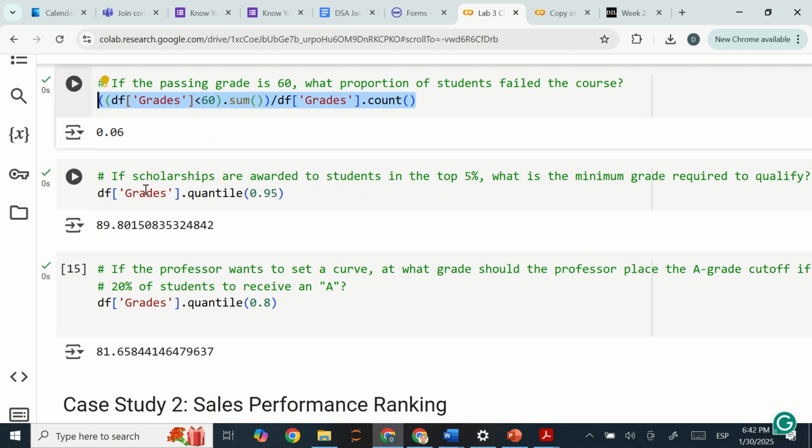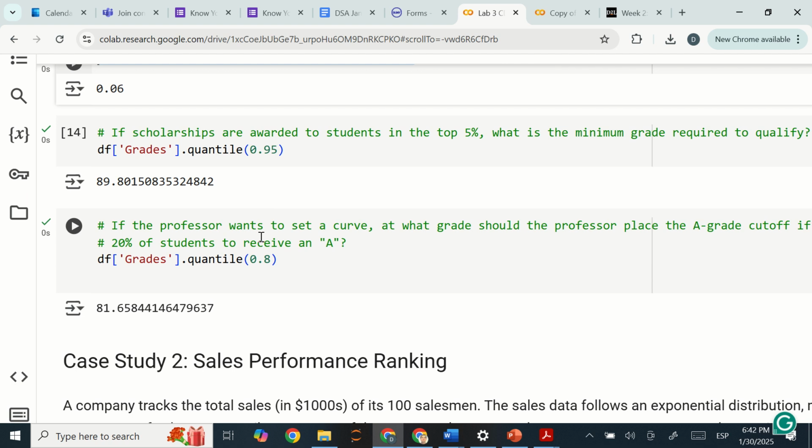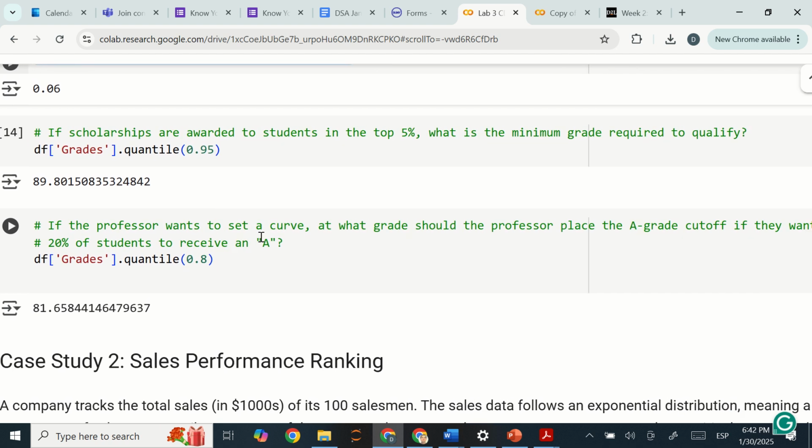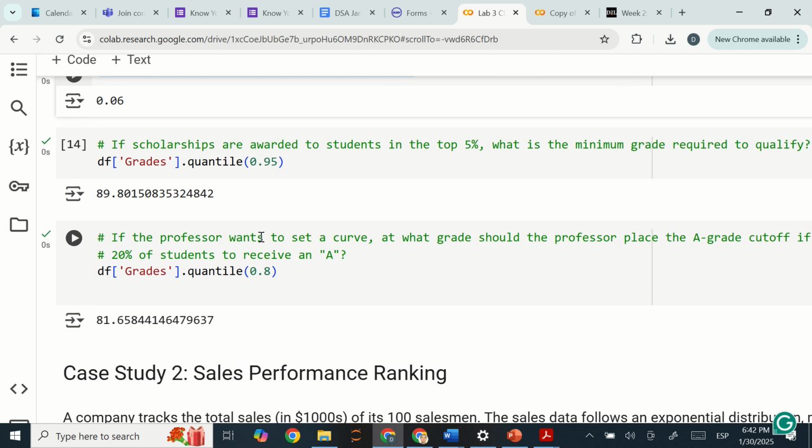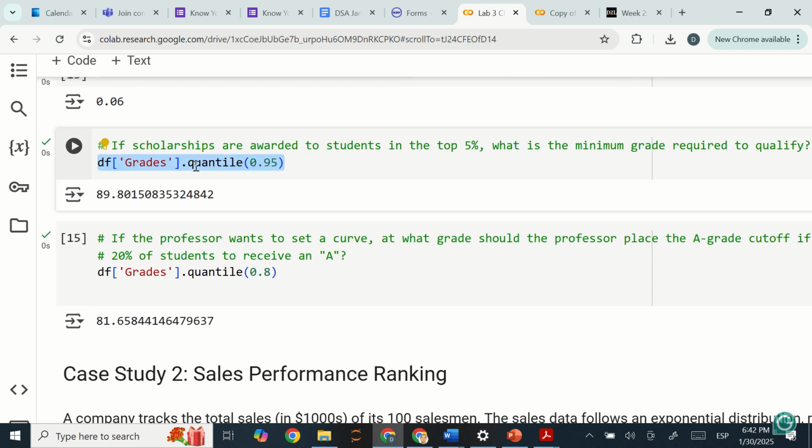Okay, so let's continue. If scholarships are awarded to students in the top 5%, what is the minimum grade required to qualify? This problem is similar to when we were finding the top 10%, right? But here it's the top 5%, and that's the 95th percentile, and the exact grade is 89.8. So you need a grade of 89.8 or more to be in that top 5%.